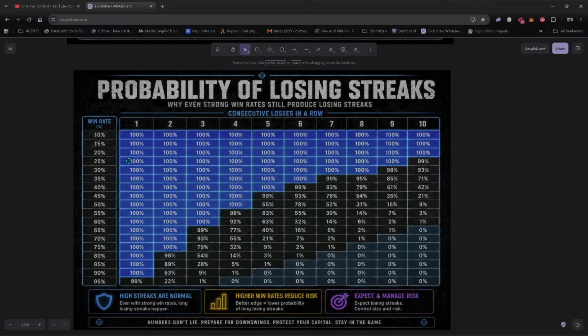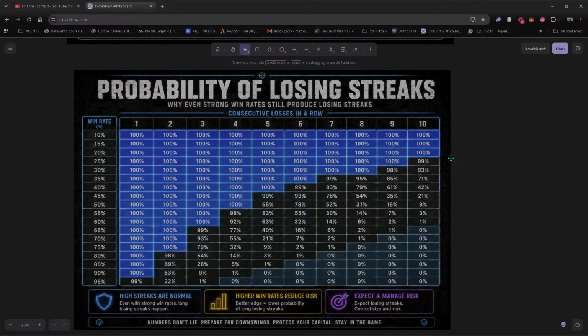So just know that. It doesn't mean that you can't trade a strategy with a 25% win rate. What it means is you need to expect at least 9 to 10 losers in a row before you get one winner. So your risk to reward ratio probably needs to be massive, right?